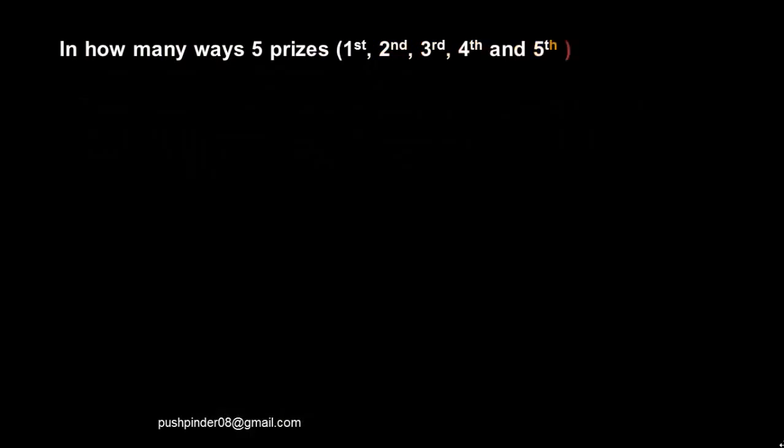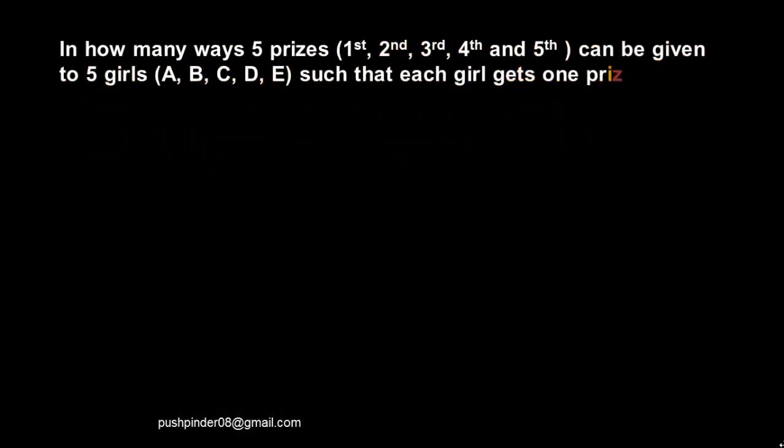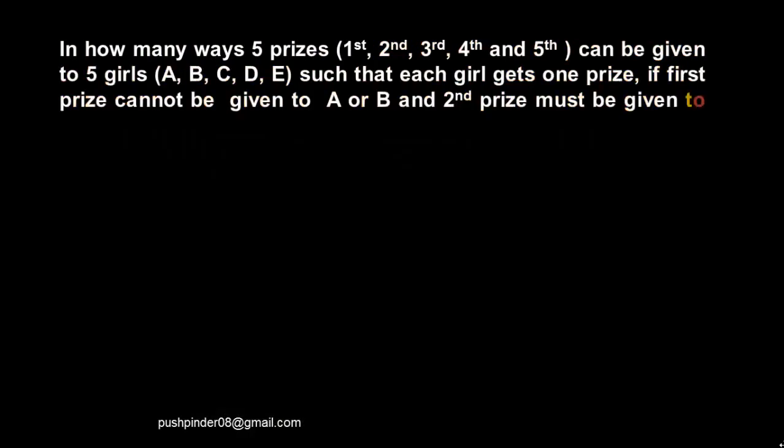Okay, in how many ways can 5 prizes be given to 5 girls such that each girl gets 1 prize, if first prize cannot be given to A or B, and second prize must be given to girl C, right? So now there are 5 prizes. I hope you're understanding the question, because we are just revolving around the same question once again. So these are 5 prizes and these are 5 girls, right? Now 5 prizes have to be distributed among 5 girls such that each girl gets 1 prize.